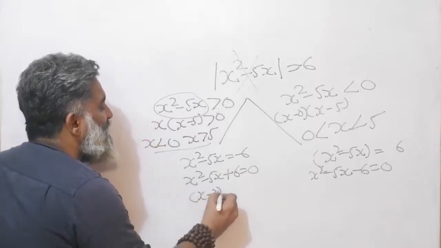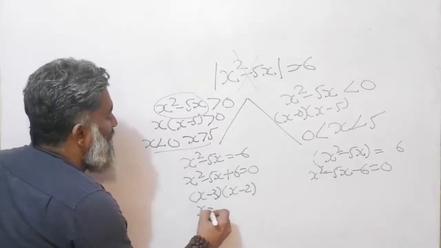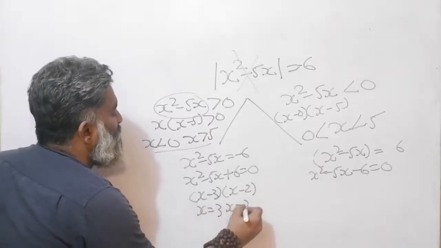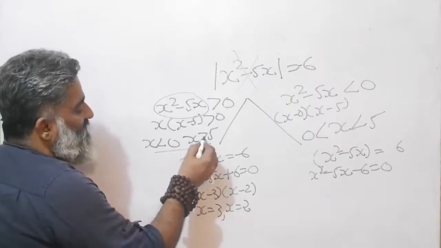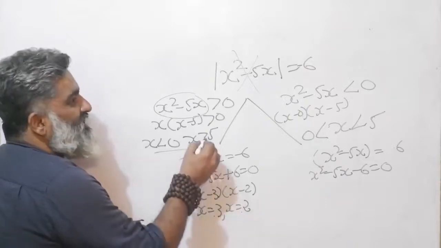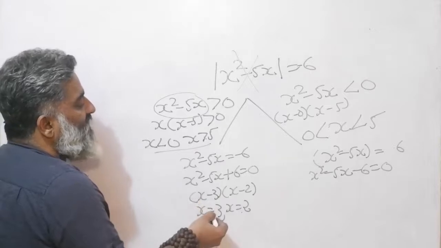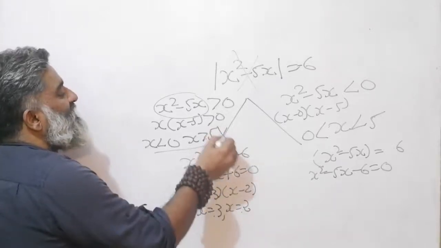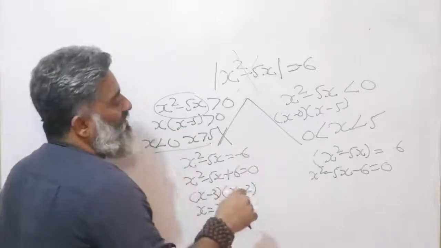Now solve this. This is again fairly easy. X minus 3 into x minus 2. So the solutions are x is equal to 3 and x is equal to 2. Now check your condition. You said greater than 5. What you are getting are 3 and 2. Is it greater than 5? No. Is it less than 0? No. So it is not fitting anywhere in the story. So maybe this branch of the story has been eliminated or cut out.